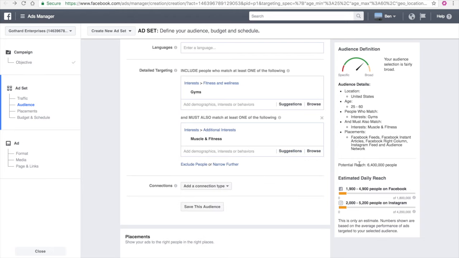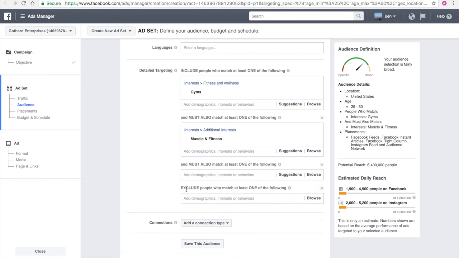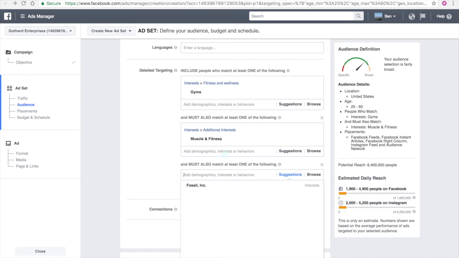Now, let me stop for a second. This potential reach, we want this to be between 50 and 50,000 to begin with. So we're going to keep narrowing. And as we're narrowing, we are using a strategy called flex targeting. Flex means the and. So include people who match this and must also match this. That's the and. We could also exclude people. So this is and, then exclude is or. So this is and/or targeting. Flex targeting is just fancy lingo for using this type of thing.